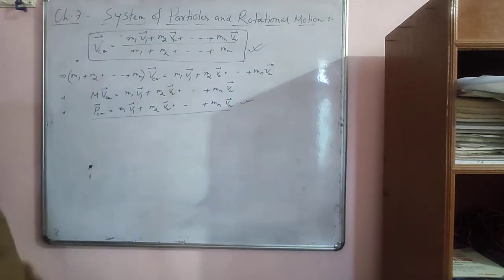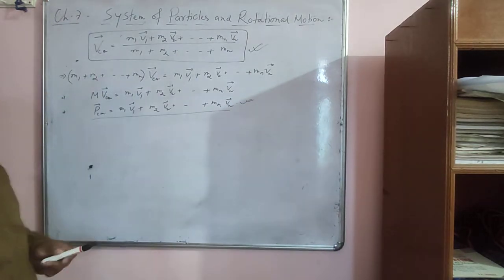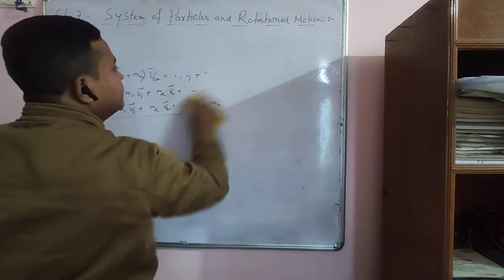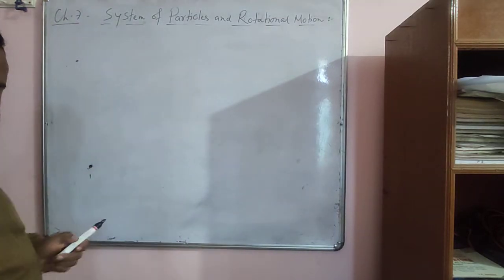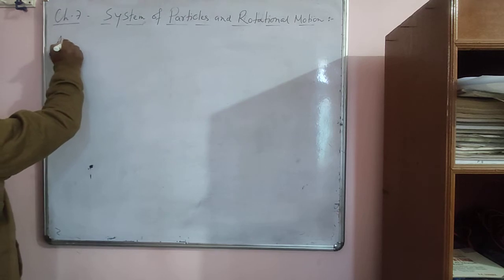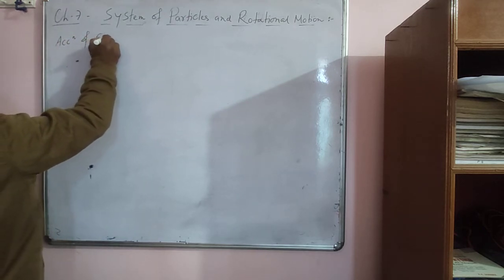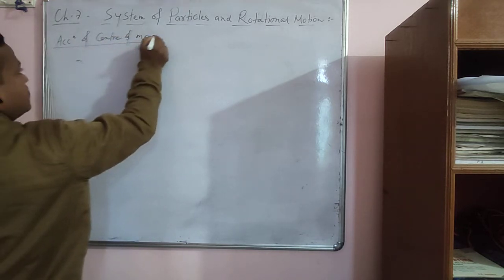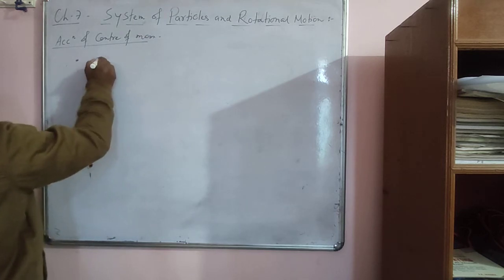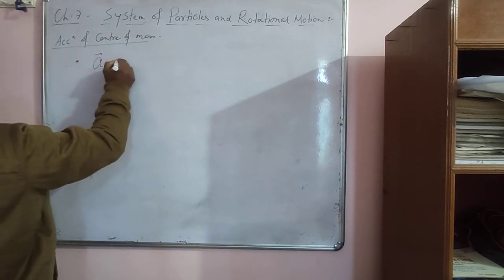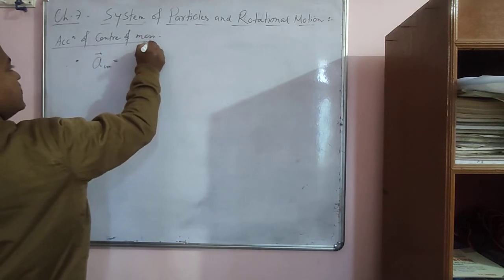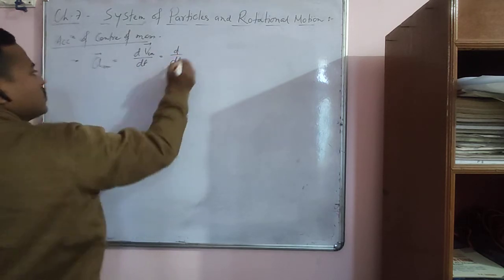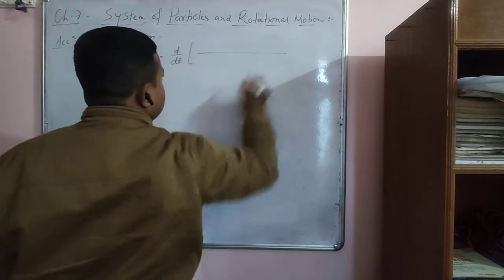Similarly, you can find the acceleration of center of mass in exactly the same way, just by differentiating velocity. Next, acceleration of center of mass. This is d VCM by dt. Here you put the value of velocity of center of mass. First you put it for a two-particle system, then you extend it for n particles.